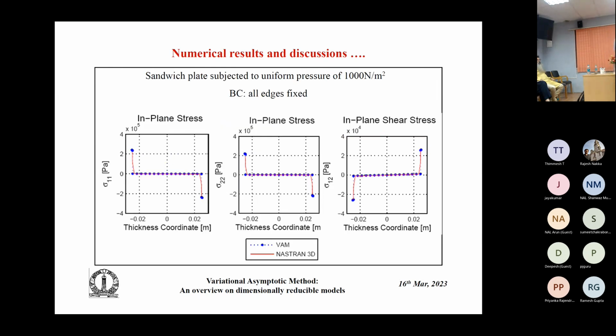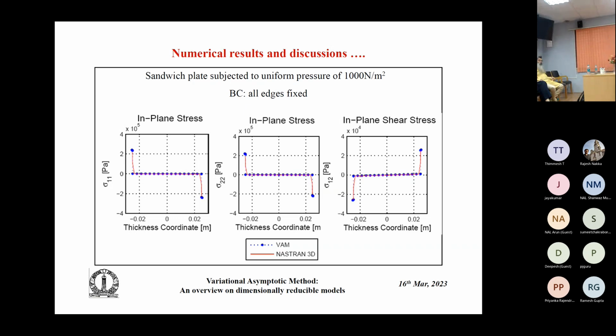So these are the in-plane stresses, or the in-plane responses of the plate in terms of the stresses, for a uniform pressure of around 1000 newtons per meter square. We know that the core should not take the bending load, so the stress in the core is 0, and the face sheets should take the bending loads, and you can see that the face sheets are taking the bending loads, and this is the 0 stress in the core. Both the in-plane sigma 11, sigma 22, as well as the in-plane shear stress.